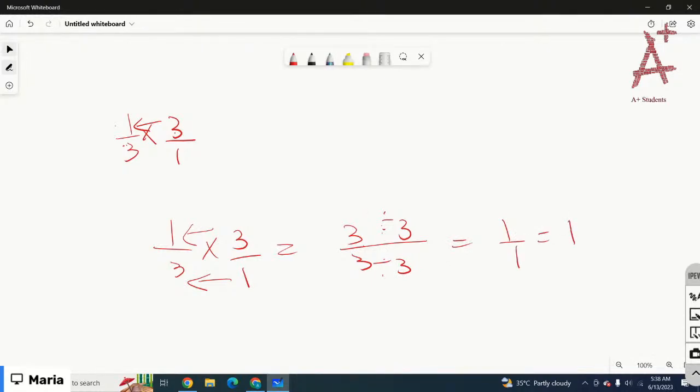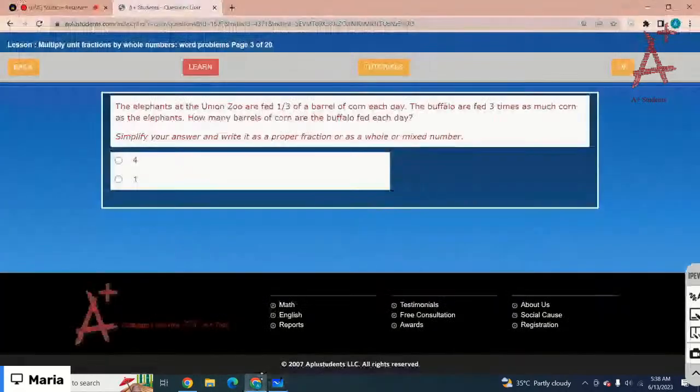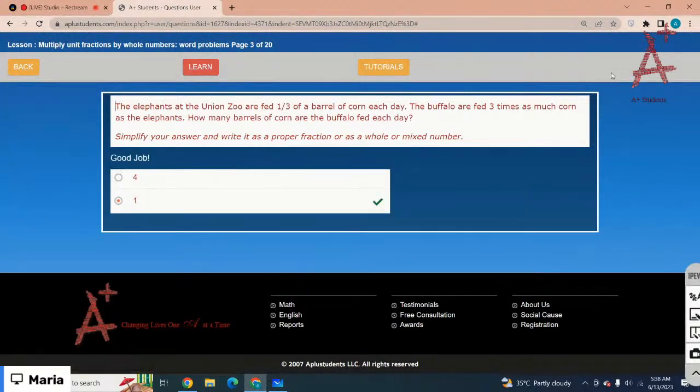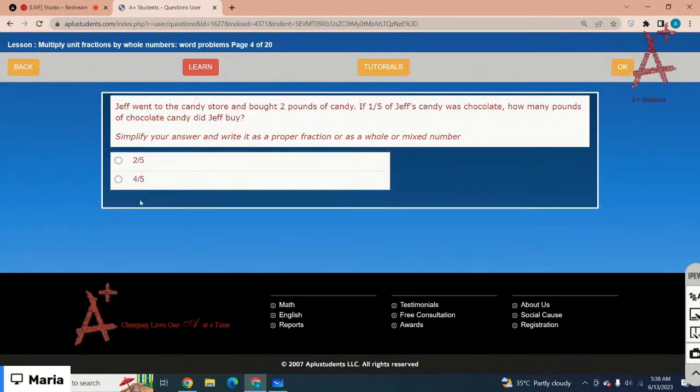How is it 4? It would be 1. Got it? That means the buffaloes would be fed just 1 barrel. Got it now? It would be 1. How is it 4? Just explain how 4.